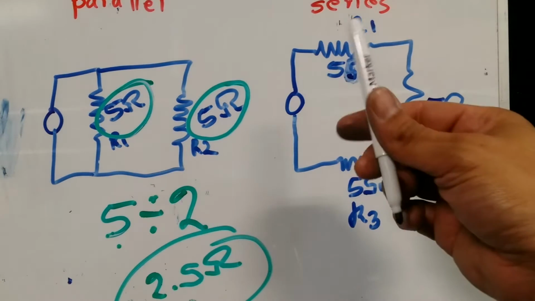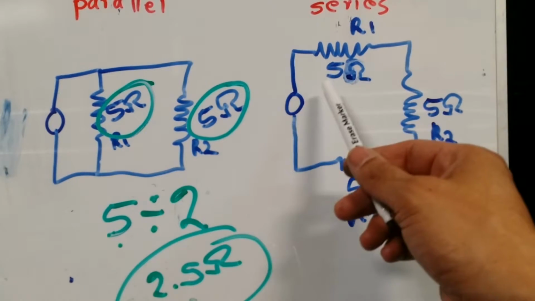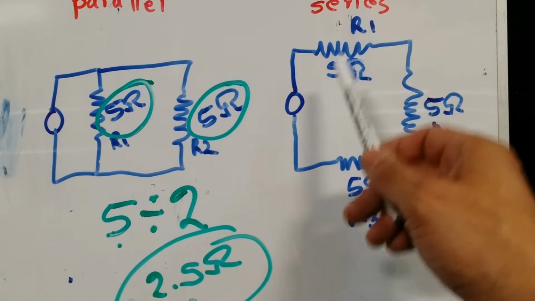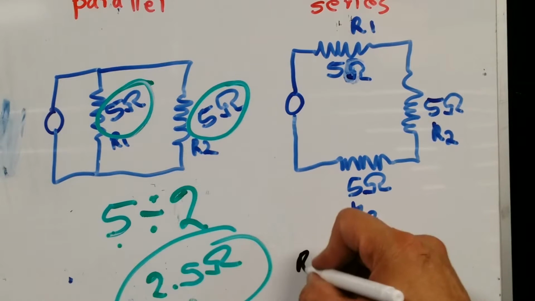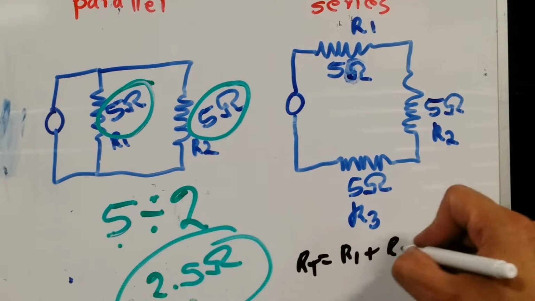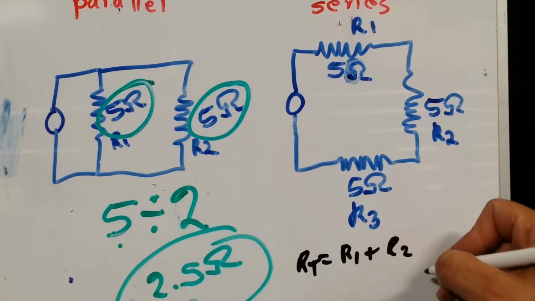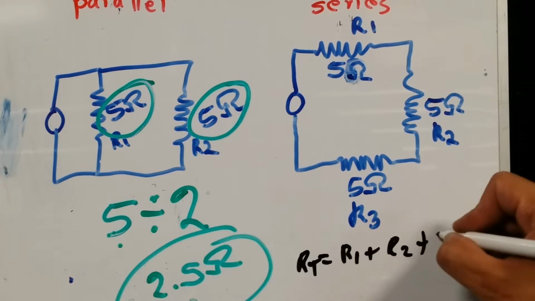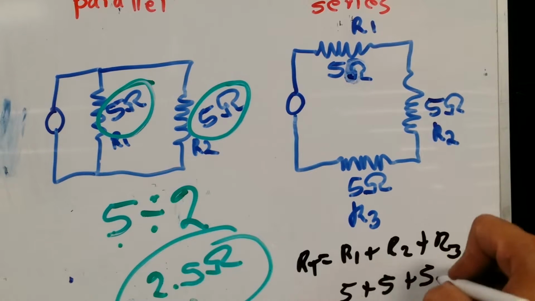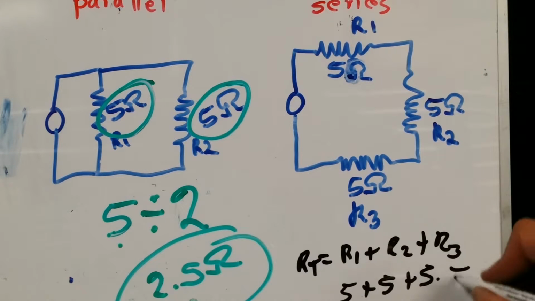Now here on the right, we have what is called series. In series, everything is additive. So the formula is really simple. Total resistance is equal to resistance 1 plus resistance 2 plus resistor 3, and so on and so forth. In this case, we have 3 resistors, so that's what I'm going to add. So 5 plus 5 plus 5. The answer will be 15 ohms.